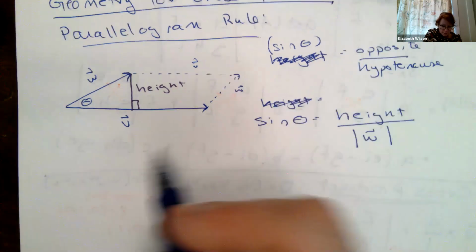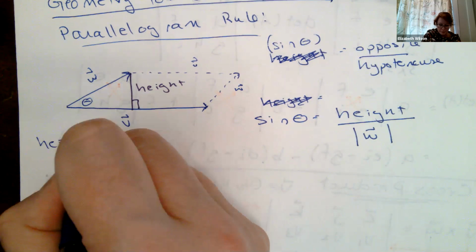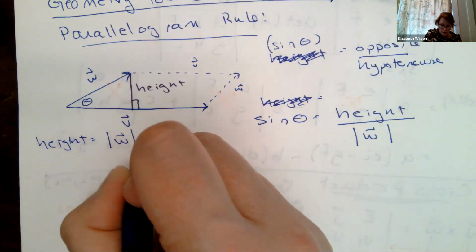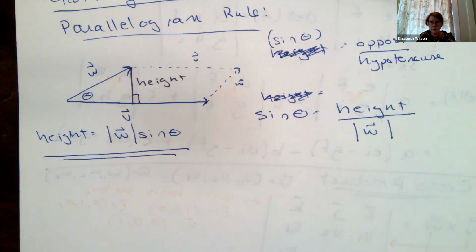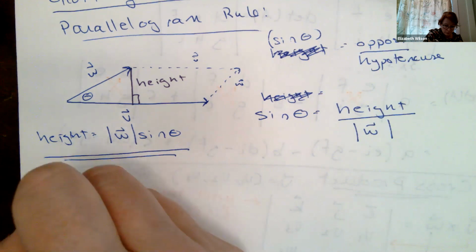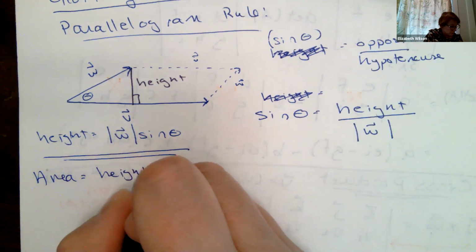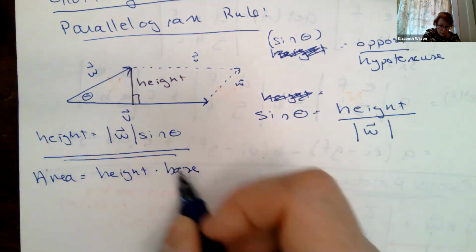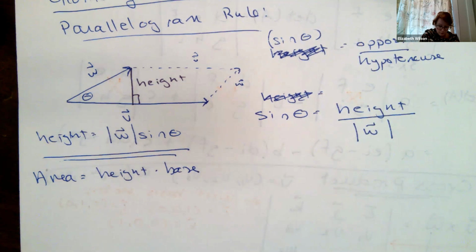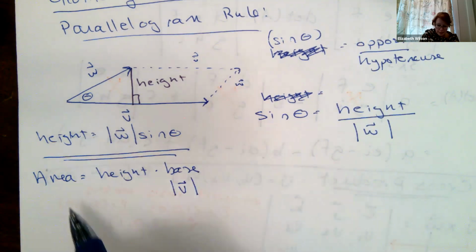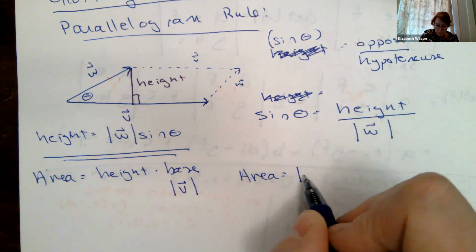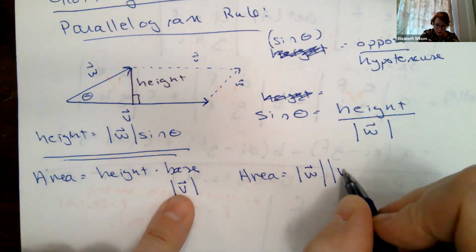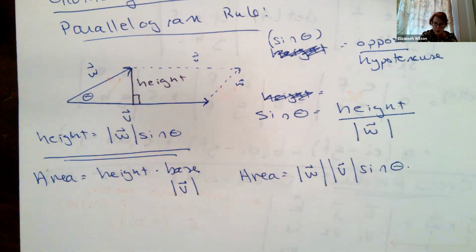So to solve for the height of my parallelogram, I just multiply. So that's the magnitude of W times the sine of theta. That gives me the height of my parallelogram. Why do I care about the height? I do because if I multiply height times base, that'll give me the area. The base of my parallelogram is the magnitude of V, right? So now I can get the area of our parallelogram by substituting in for height. So magnitude of W, magnitude of V times the sine of theta. And that gives me the area of my parallelogram.